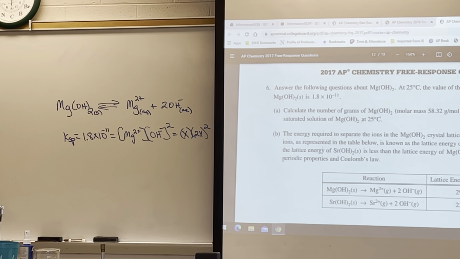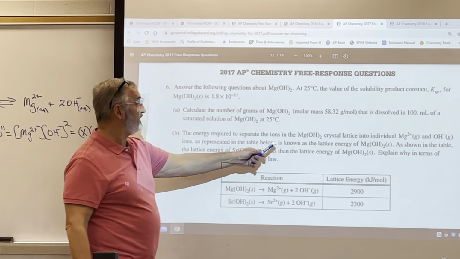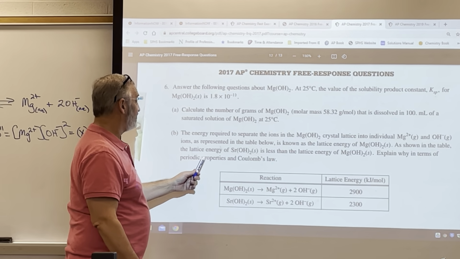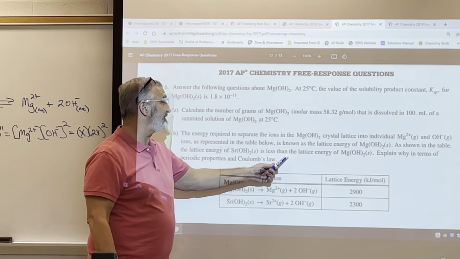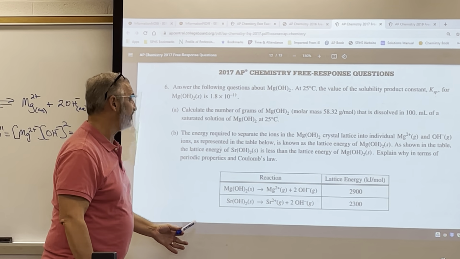The energy required to separate the ions in a crystal lattice into individual ions, as represented by the table, is known as the lattice energy. Now, we already knew that. It's kind of insulting that they had to define lattice energy for us, but not everybody's lucky enough to come to Spain Park. All right? So, we know what lattice energy is, the energy needed to break these ions apart. As shown in the table, the lattice energy of Sr(OH)2 is less than the lattice energy of Mg(OH)2.